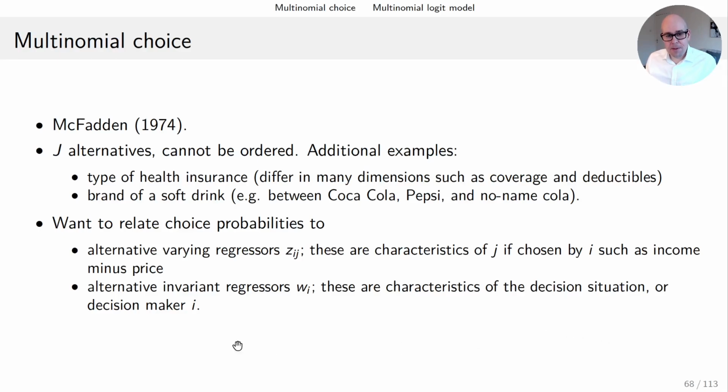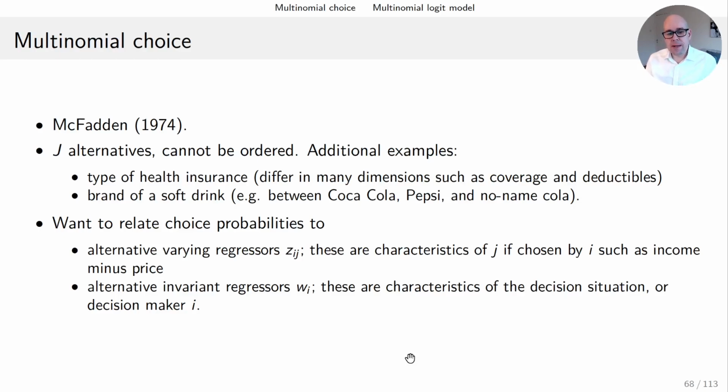Now, other examples are choice between different types of health insurance. So also these are different in multiple dimensions, coverage, deductibles, or choice of a brand of a soft drink. So multinomial choice models are very important in marketing when consumer data are analyzed. So brand of a soft drink between Coca-Cola, Pepsi, and no-name cola, for instance.